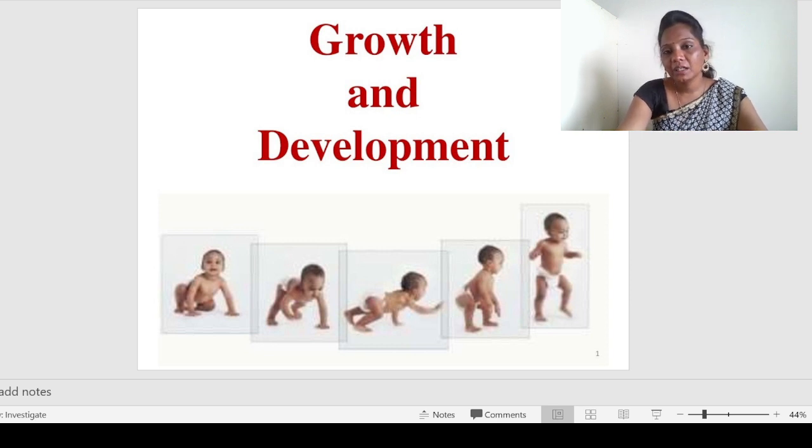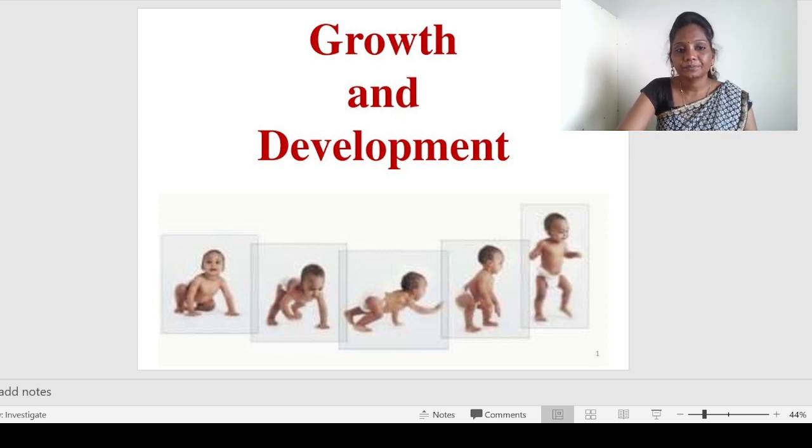Before proceeding to disease conditions, first we should know what is normal growth and what is normal development in a child, because growth and development will not come all of a sudden over one day or one night. It is a step by step, continuous process, as you can see in the image. When a baby is born, it may be able to sit with support, by 1 year able to stand, by 2 years able to run, and by 3 years able to jump and climb. So growth and development take place day by day. That is the topic I am going to discuss in this class.